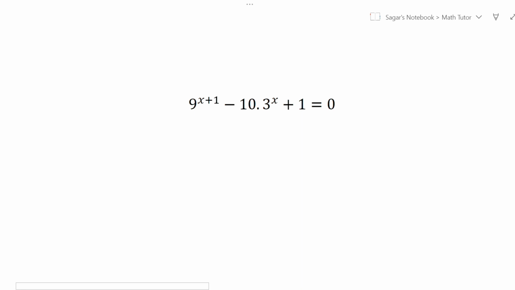Welcome students. Today we will learn how to solve a quadratic exponential type question using the following laws of exponents.